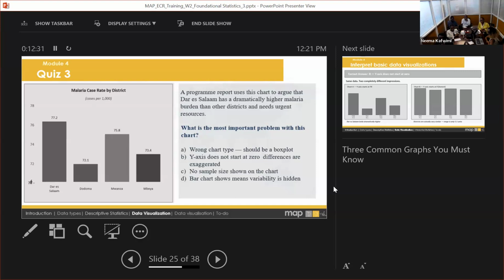A, wrong chart type. It should have been a box plot. B, y-axis does not start at 0. Differences are exaggerated. C, no sample size shown on the chart. And D, bar chart shows means, variability is hidden. So you think, what is the problem? What really is the problem with that chart?